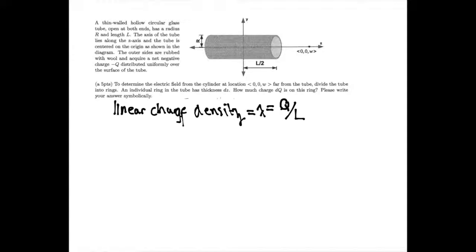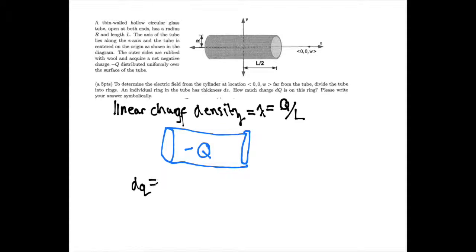So our object is this negatively charged cylinder, and we know the total charge on that is Q and the total length is L. Actually, the total charge is negative Q. And so now we want to find dq.